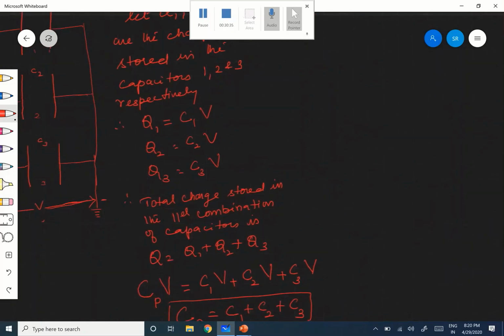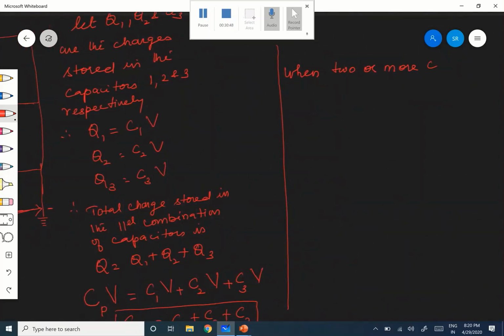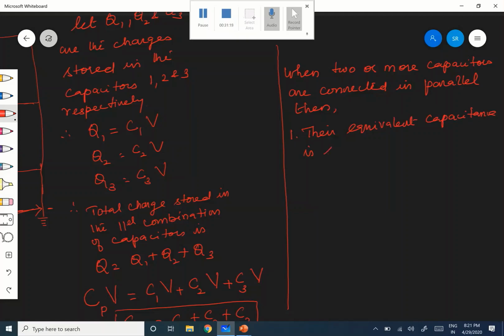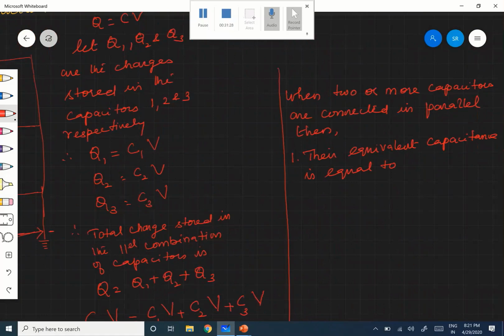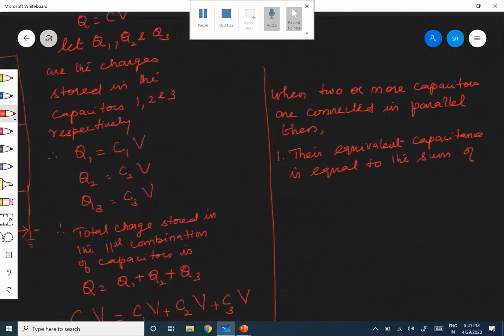Now we are going to list the results. What we have seen here: when two or more capacitors are connected in parallel, number 1, their equivalent capacitance is equal to the sum of the individual capacitances.